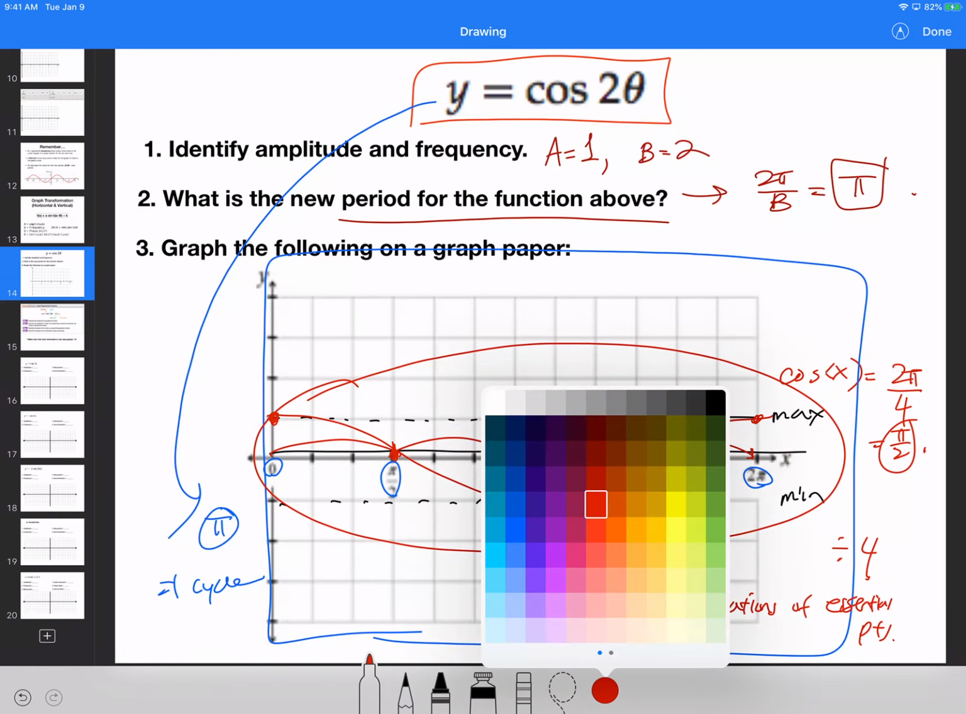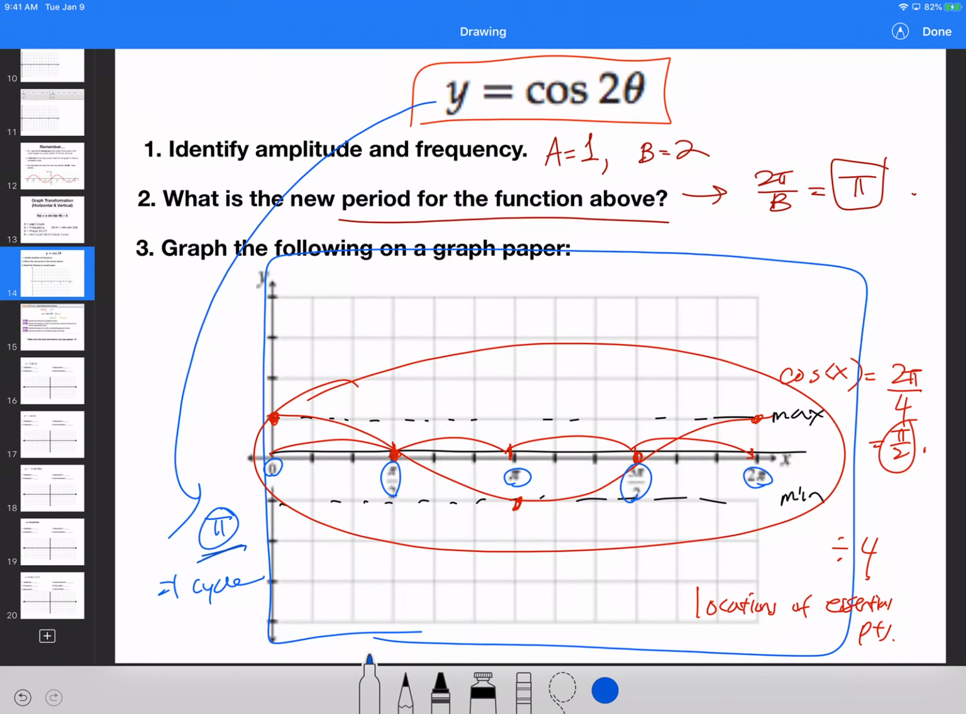So if I'm going to take my new graph, which says the full cycle happens every pi period, pi radians, then my scale would be pi divided by 4. That's what I needed to make it. So here, that would be pi over 4, and then that's pi over 2, that's 3 pi over 4, that's pi. So it's pretty much halfway through for each of these.